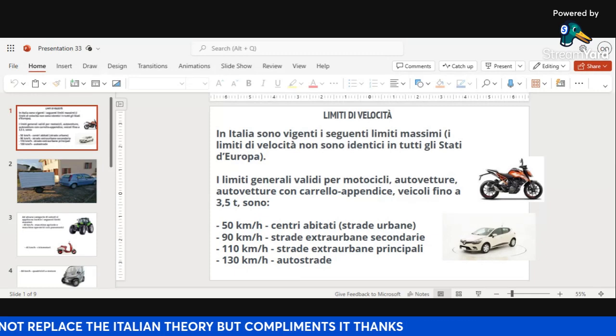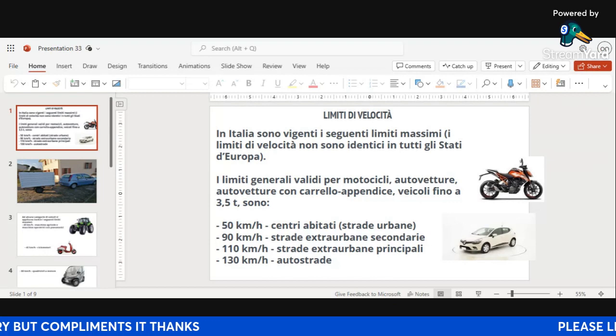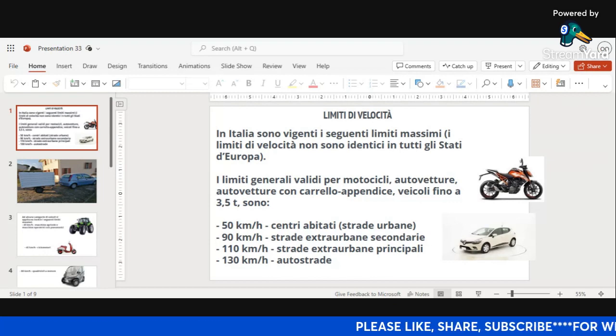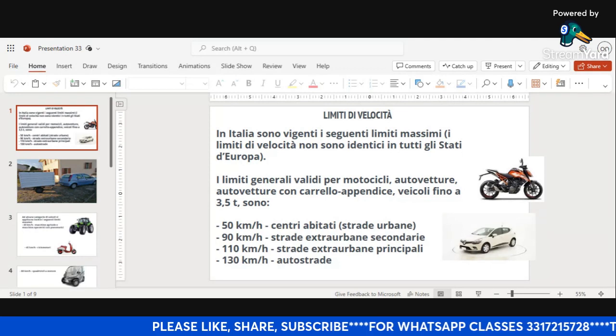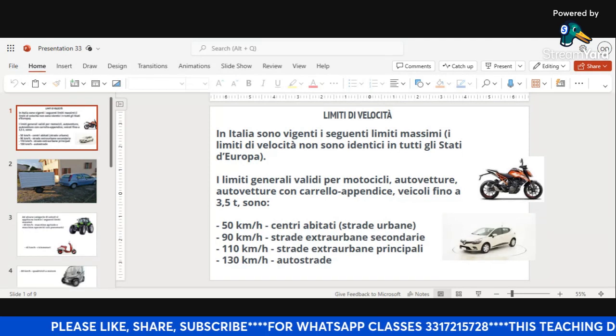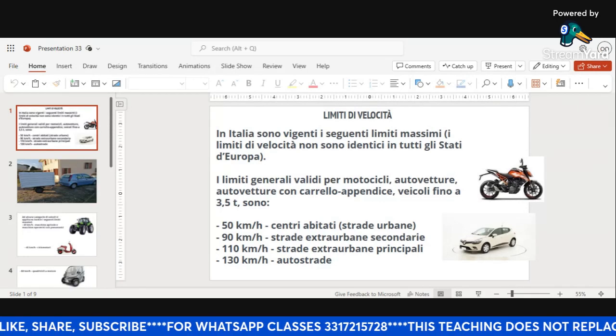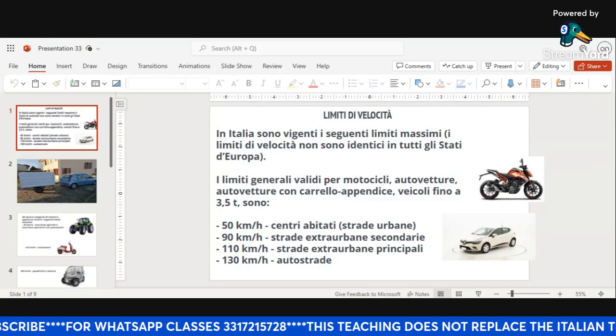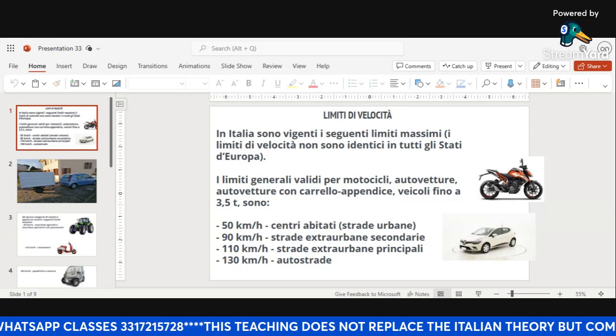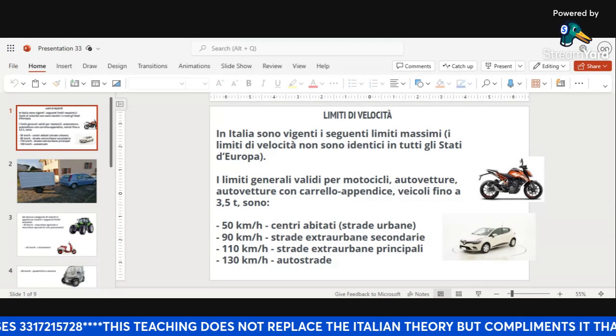Now, in today's video, we'll be discussing limiti di velocità. We're also going to be seeing another subject, so we're going to be doing two subjects in one video. We are killing two birds with one stone. We'll also be seeing signals that you can apply to some particular vehicles which have a different speed limit from that of the general ones.